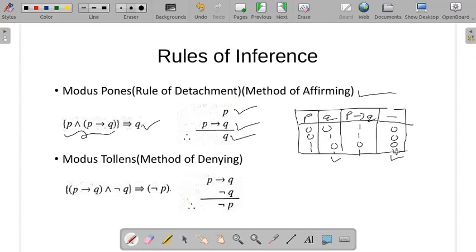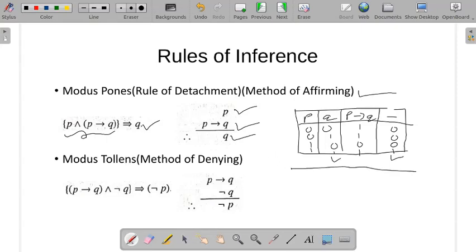So observe here, the only case when P and P conditional Q is true is this one, the last one. So in that time Q is true. So hence by the truth table we can prove that this argument is correct. Modus ponens, this is a standard argument, modus ponens. Next one is modus tollens.